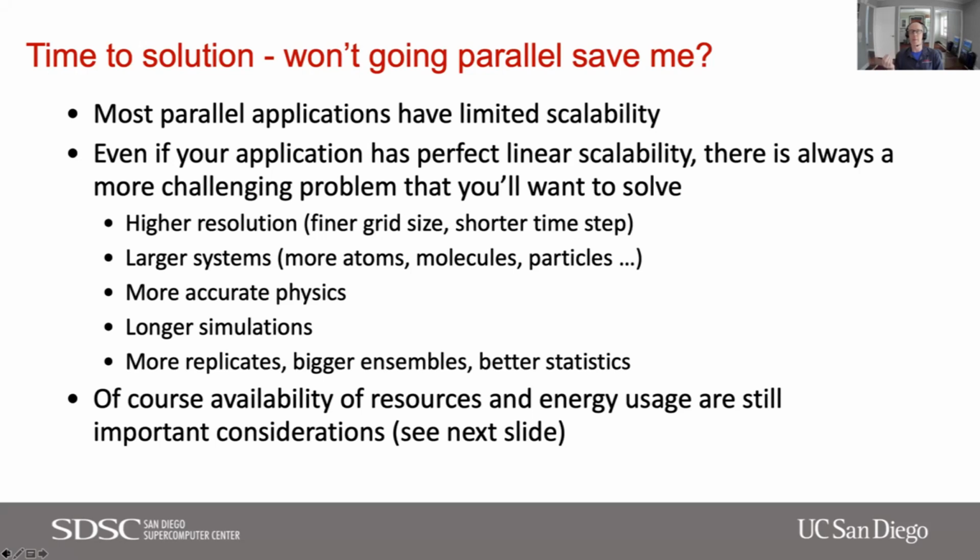So if you can optimize that underlying serial code, you can go to higher resolutions and look at larger systems, incorporate more accurate physics, run longer. Say if you're doing molecular dynamics, you can go out into the microsecond range sometimes. You could do more replicates, bigger ensembles, better statistics. So essentially you'll be able to do more science. And of course, as I mentioned, resources are still limited, and we do want to reduce our energy footprint.